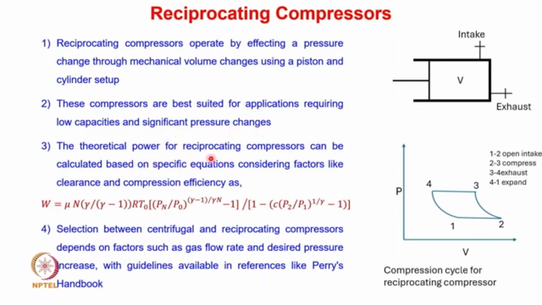The theoretical power for reciprocating compressors can be calculated based on specific equations considering factors like clearance and compression efficiency. The equation used for calculating the work required is the same equation as we have seen earlier, except that this entire equation is divided by one more factor, which is nothing but 1 minus C into P2 by P1 raised to the power 1 by gamma minus 1.